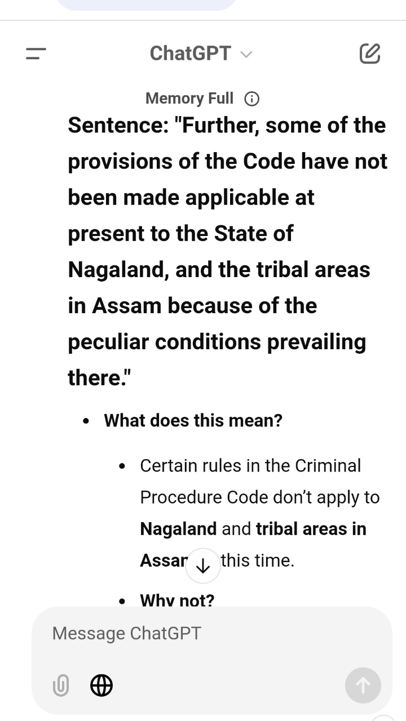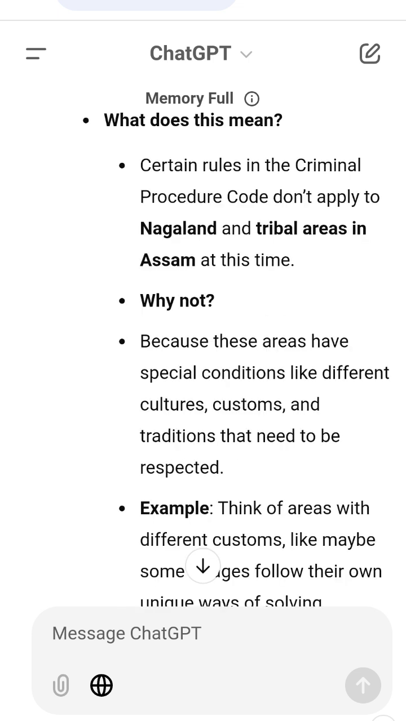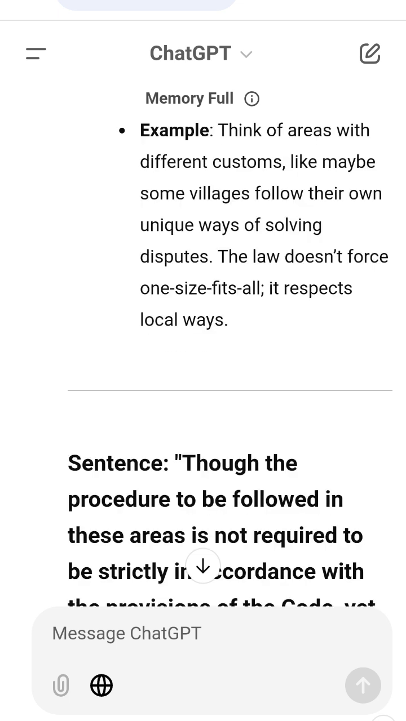Example. Imagine there's a game in a school. Different schools follow different rules, but everyone agrees that the game should be played fairly. Even if the rules differ, fairness is a must.